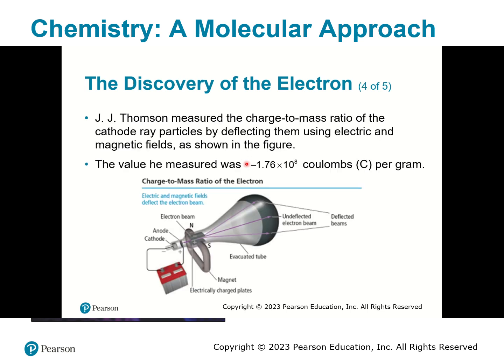And he didn't stop here. He used electric and magnetic fields to bend the beams and measure how strongly they respond. From this, he calculated the charge-to-mass ratio of the electron. This was groundbreaking. Scientists now knew electrons were real, and they were incredibly small and negatively charged.